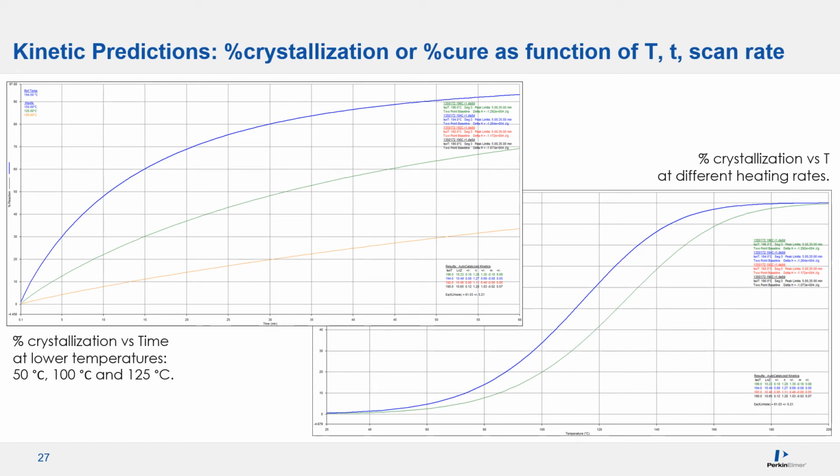Either approach allows one to make kinetic predictions. The top plot is the prediction of crystallization at higher temperatures based on low temperature data. Look at the orange curve, the time it takes to crystallize at 125 degrees C. It would take too long to actually run a sample at this temperature. Kinetic analysis saves time. You can also predict the percentage of crystallinity at other linear cooling rates, as shown in the lower graph.